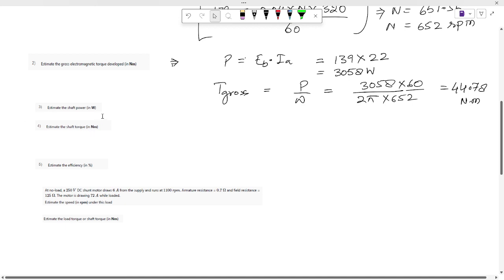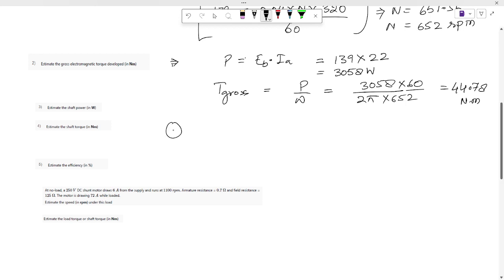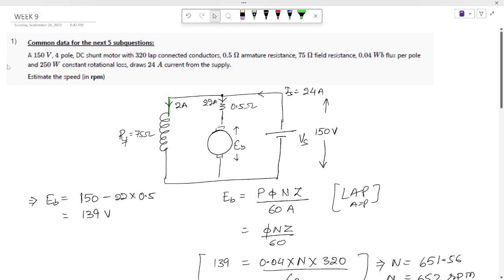Now estimate the shaft torque. This is completely available here at the armature. After this there will be some friction and windage loss, which they have given as 250 watt. What do you need to do? 250 watt.